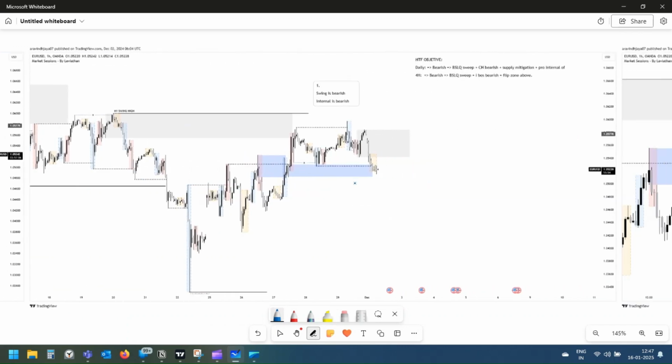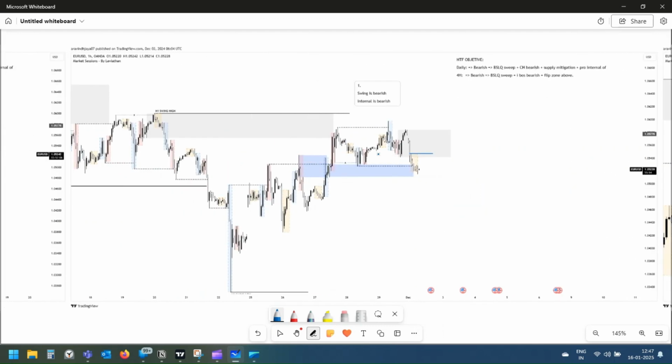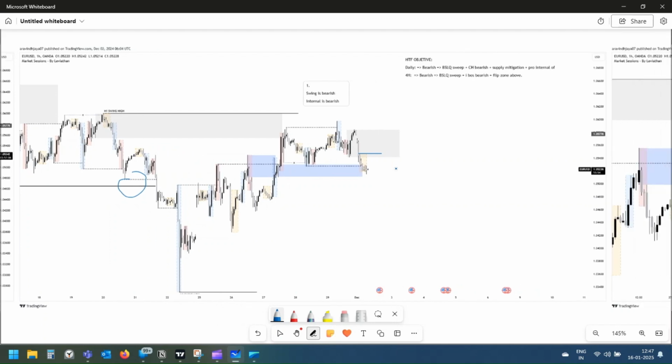There is this demand here from which the price can react and then take out some buy side liquidities, which we'll see shortly in the game plan. This is the H1 chart. The swing structure is bearish, internal is bearish, which means the market structure is in phase A, the pro swing pro internal phase, which is the highest of highest probability conditions for taking trades.